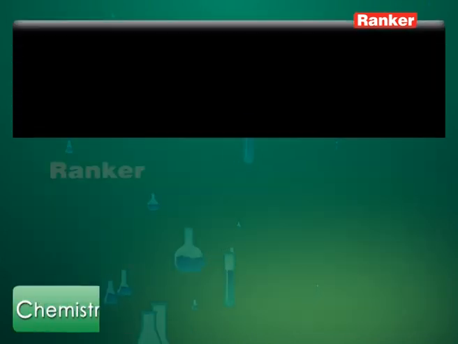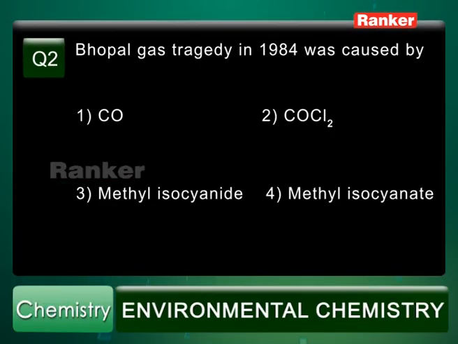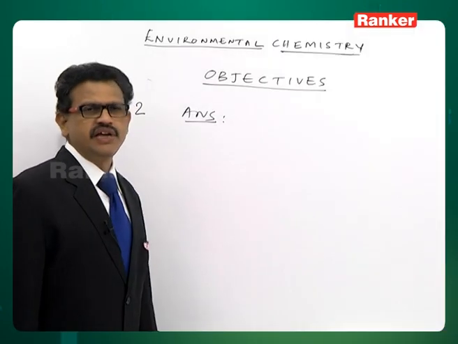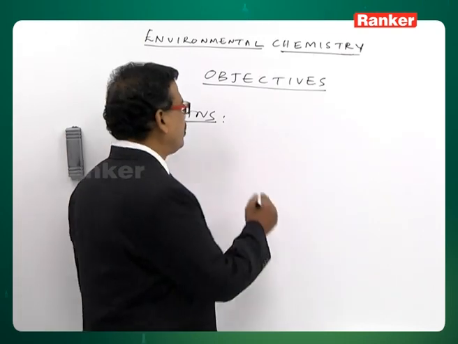Question number 2. Bhopal gas tragedy in the year 1984 was caused by, options: number 1, carbon monoxide. Option 2, carbonyl chloride, COCl2. Option 3, methyl isocyanide. Option 4, methyl isocyanate. So carefully observe, it is once again option number 4.